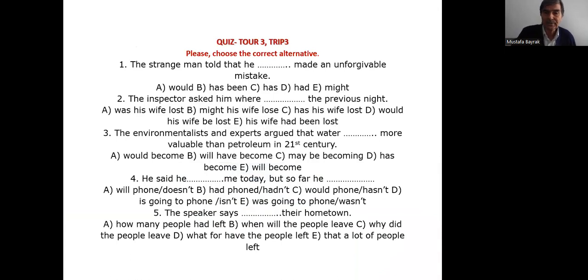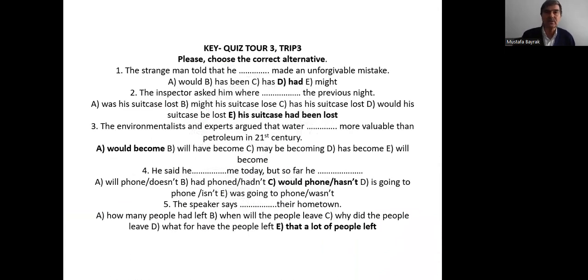Okay, quiz time. Let's start with the first question. The strange man told that he blank made an unforgivable mistake. So making a mistake happened before telling something. Do you see the logic here? The strange man told that he had made an unforgivable mistake.